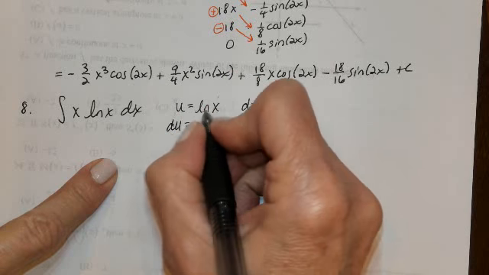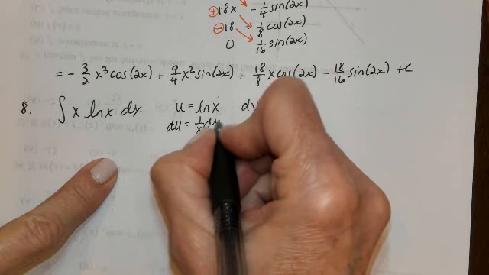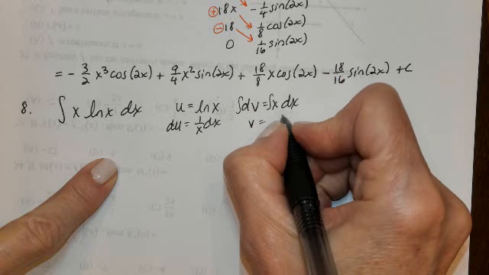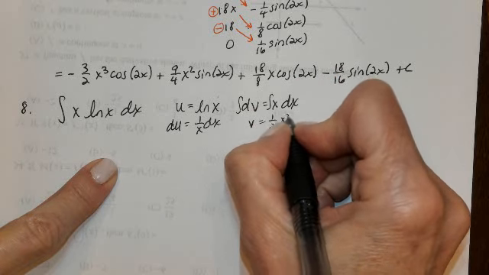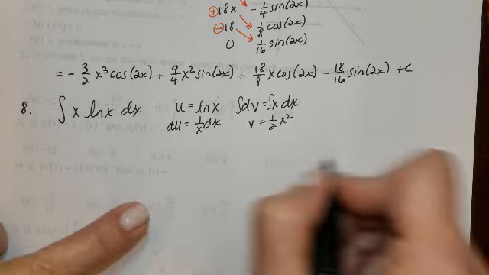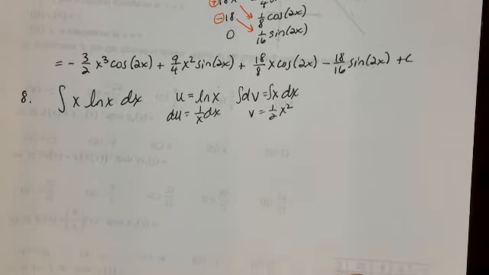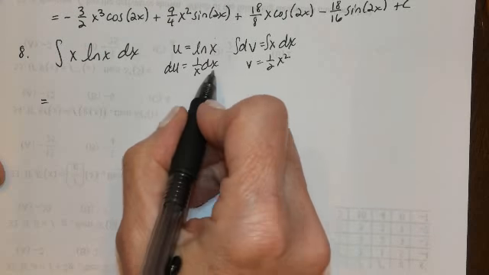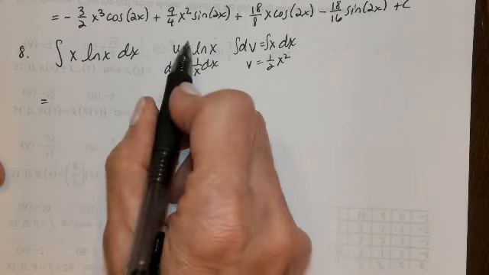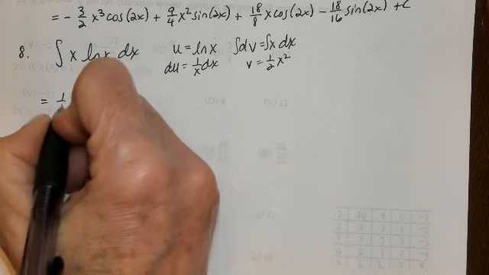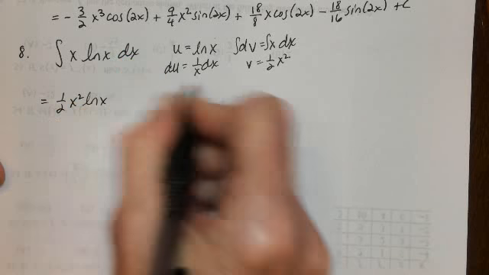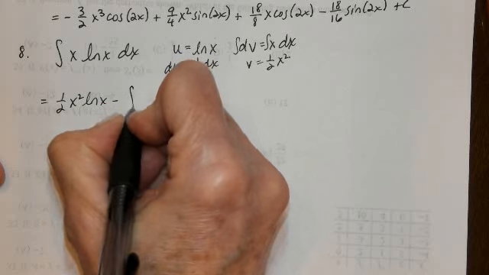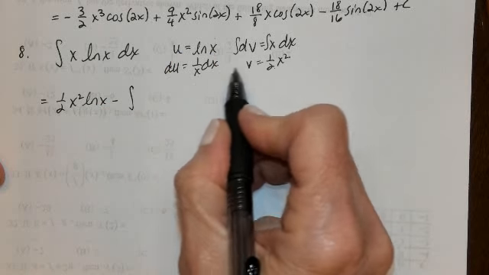du, the derivative of natural log x, is 1 over x dx. And here we're integrating. v will be the integral of x, which is 1/2 x squared, plus c, but we're going to take care of the c later. Okay? All right. So now we multiply u times v, so 1/2 x squared natural log x, that's uv, minus the integral of v du.